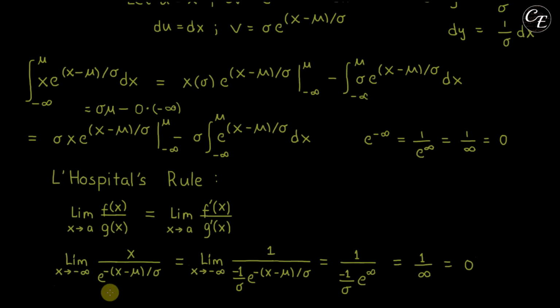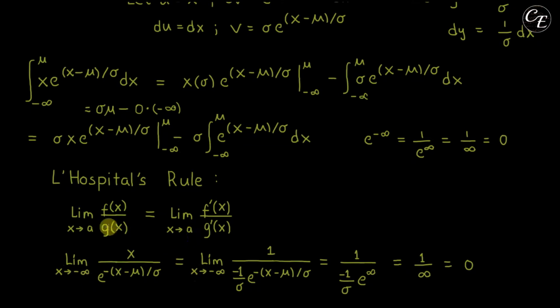In L'Hospital's rule, the limit of f of x over g of x as x approaches a is equal to the limit of the derivative of f of x with respect to x over the derivative of g of x with respect to x as x approaches a. Then using this one in here, we can rewrite this one, excluding the constant sigma, to be x over the reciprocal of this one, which is e raised to negative of x minus mu over sigma. Then we have here as x approaches negative infinity.